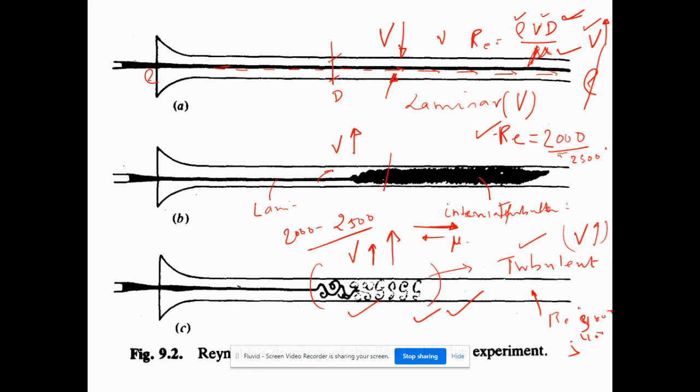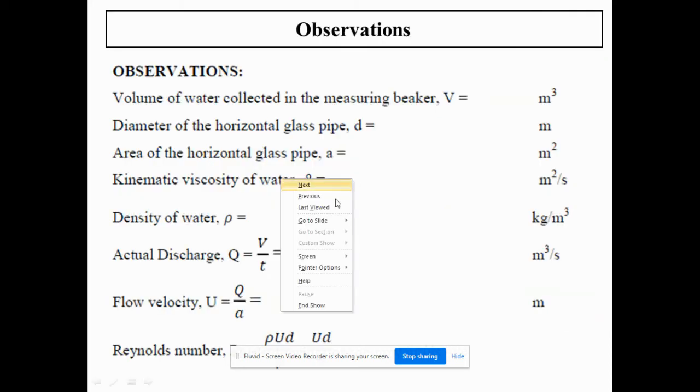It's either laminar or trying to shift from laminar to turbulent, because the inertial force tries to dominate, but the viscous force tries to bring it back. It's something like a to and fro play. That's why the behavior looks like this. So let's get into the observation quickly.